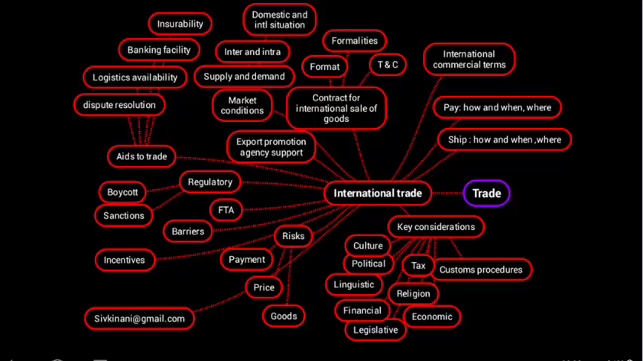There are aids to trade that facilitate trade between two nations. There are export promotion agencies which make life easier for the exporters, and the Incoterms and other key guidelines released by the International Chamber of Commerce come to the assistance of the buyer and seller in drafting the international trade contract. There are risks: the payment risk, the price risk, and the goods risk, and the key considerations could be the culture, financial, legislative, and customs procedures in these nations.